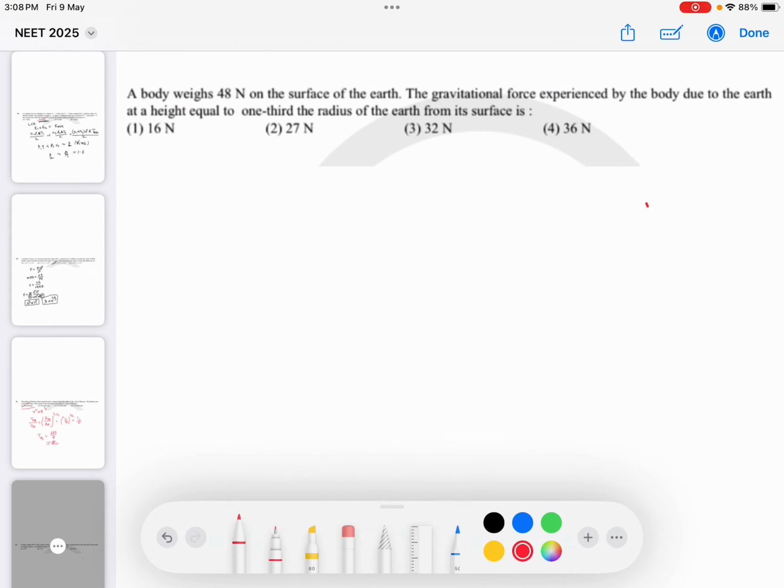A body weighs 48 Newton on the surface of the earth. The gravitational force experienced by the body due to earth at a height of 1/3 of the radius of the earth from the surface. Gravitation, this chapter belongs to gravitation. So gravitation with respect to height. So small g and capital G relation.